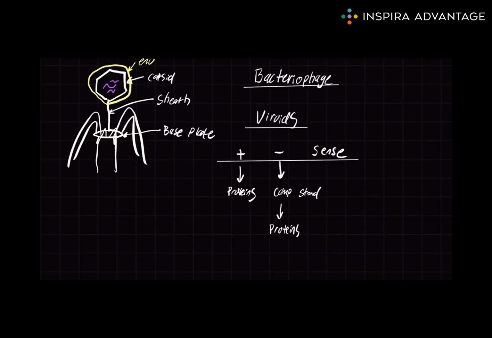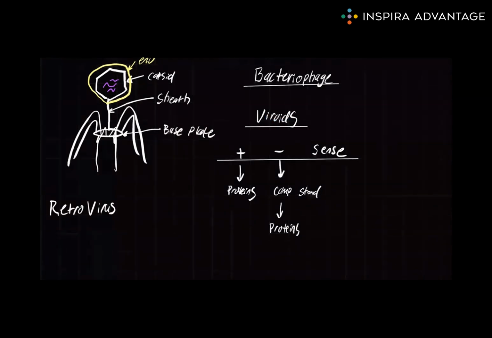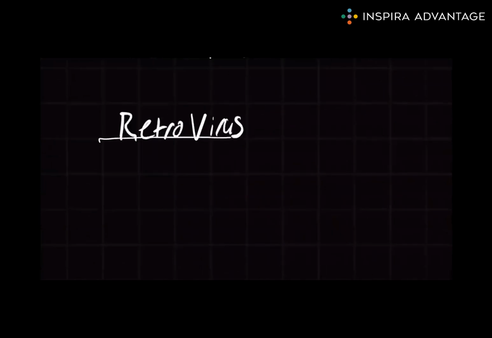The next type of virus we want to look at is called a retrovirus. And this isn't a virus from the 70s. It's a single-stranded RNA virus that uses an enzyme called reverse transcriptase to turn its RNA into DNA, then inserts itself into the host genome. So let's zoom in and see what this looks like.